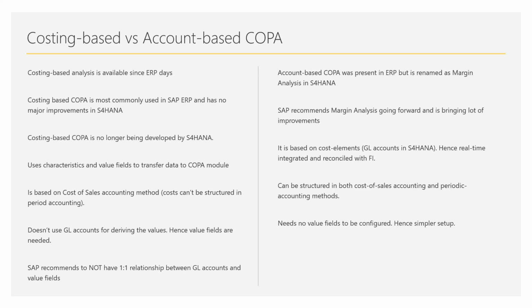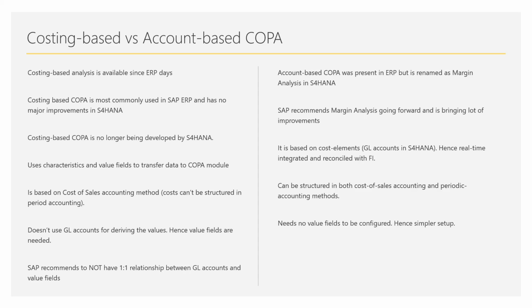We define both GL account and cost element in the same transaction code FS00, and there only we are going to select whether it is a primary cost element or a secondary cost element. Now, account based COPA is linked with these cost elements or GL accounts. What is the advantage of this? The advantage is account based COPA can directly fetch the values from the GL accounts.